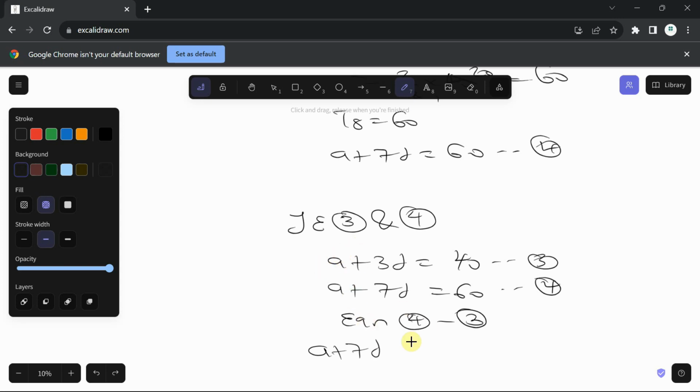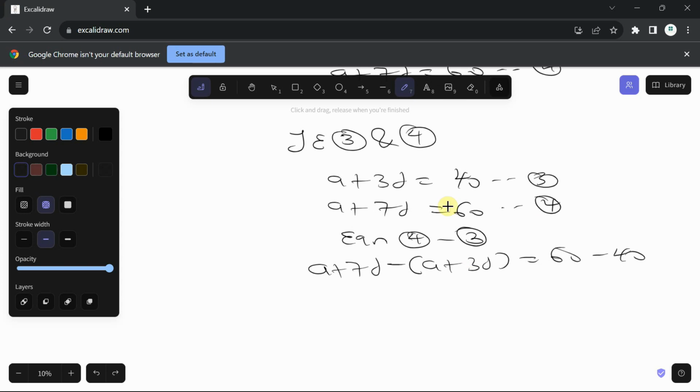So equation 4, at the left hand side, we have a plus 7d, then it will minus what is at the left hand side of this bracket, a plus 3d, is equal to what's at the right hand side of equation 4, which is 60. We minus what's at the right hand side of equation 3, so 60 minus 40. This is how we actually do simultaneous equations, because if we subtract, we'll be able to cancel out this a. If this does not make sense, when we actually touch on simultaneous equations, you can always come back to it and see what we're doing.